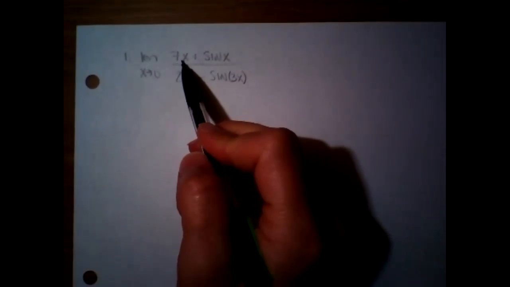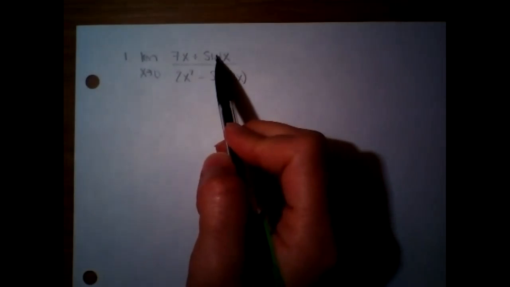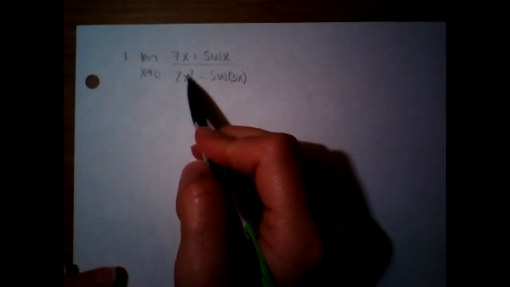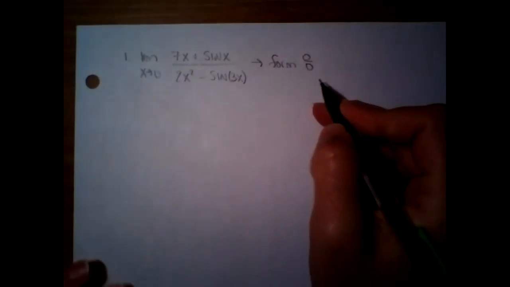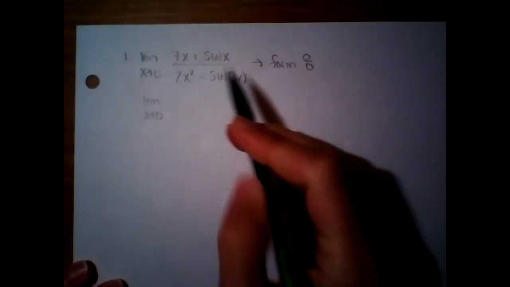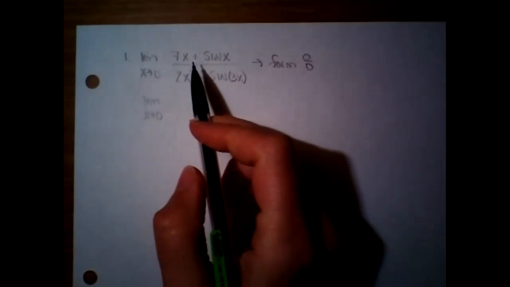But if you do that in the numerator, you get 0 plus 0. Sine of 0 would be 0. And in the denominator, you get 0 minus 0. So this goes to the form 0 over 0, which means we're allowed to do L'Hopital's rule. So we're going to take the derivative of the numerator and the denominator separately.